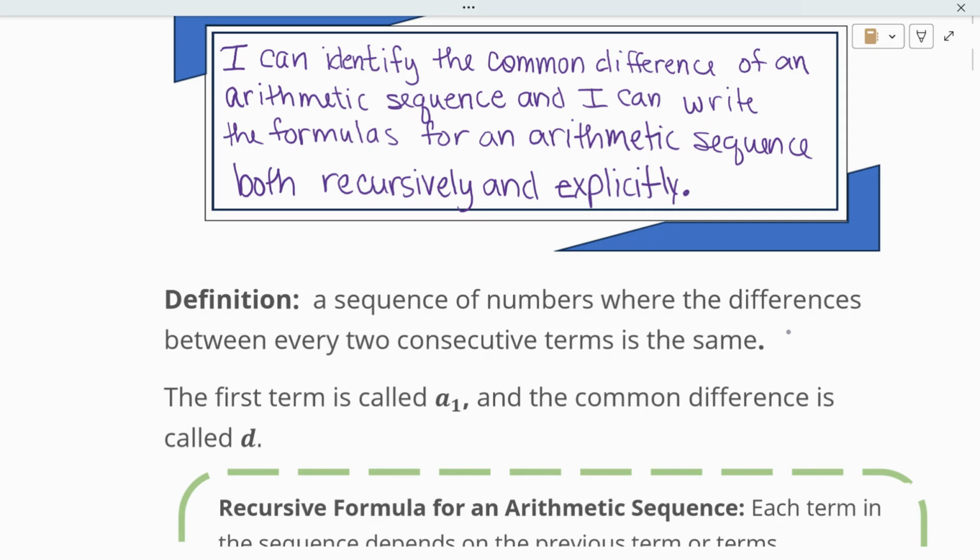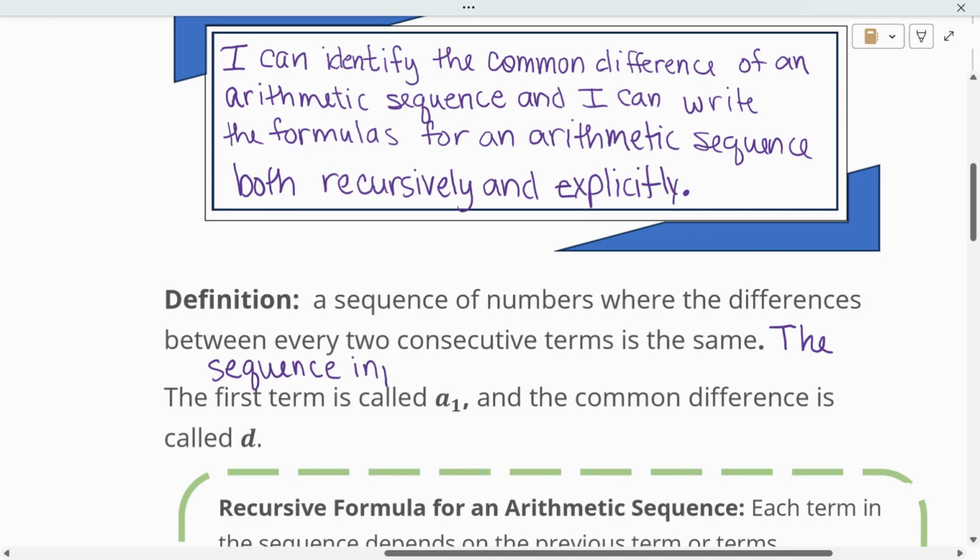The other thing that's important is the sequence inputs are over the natural numbers. So I want to remind you what natural numbers are.